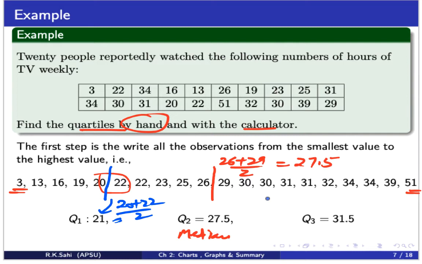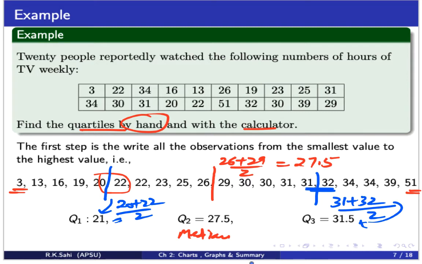What about Q3? For Q3 we go on the right-hand side of the median. Once again, there are 10 values, so we look at the 5th and 6th values, and they're already in ascending order. So we say 1, 2, 3, 4, 5, 6. Basically 31 and 32, because on the left of 31, 32 there are 1, 2, 3, 4, and on the right, 1, 2, 3, 4. So exactly the same number of values. Q3 is the average of the two numbers, 31 plus 32 divided by 2, which is 31.5.